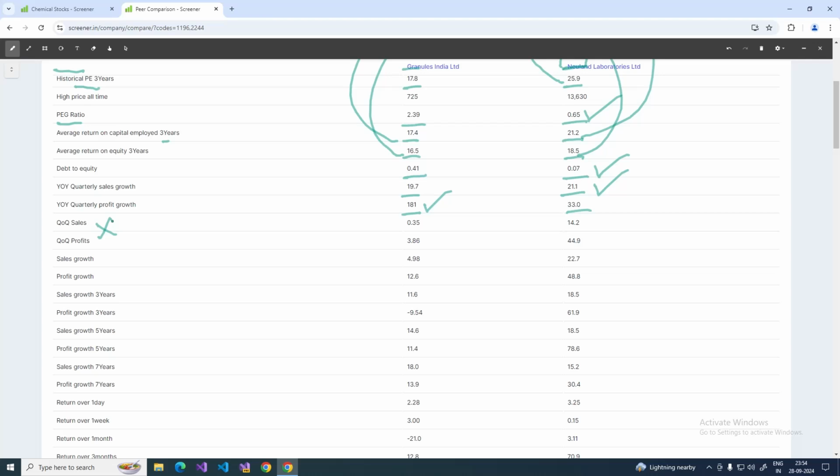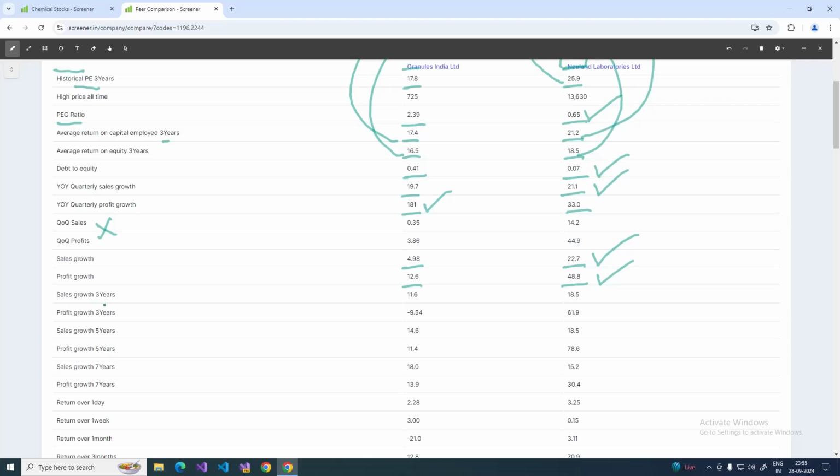Now last 1 year sales growth and profit growth. So here 1 year sales growth of Granules is 4.98, Neuland is 22.7. So this is positive for Neuland. Profit growth, Granules is 12.6 and Neuland is 48.8. This is positive for Neuland.